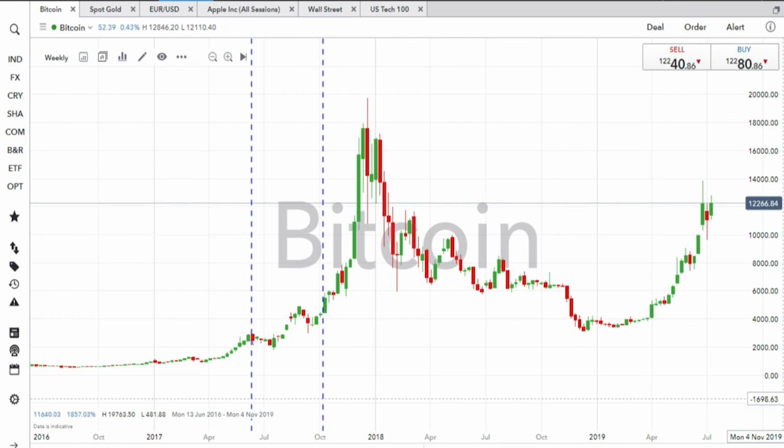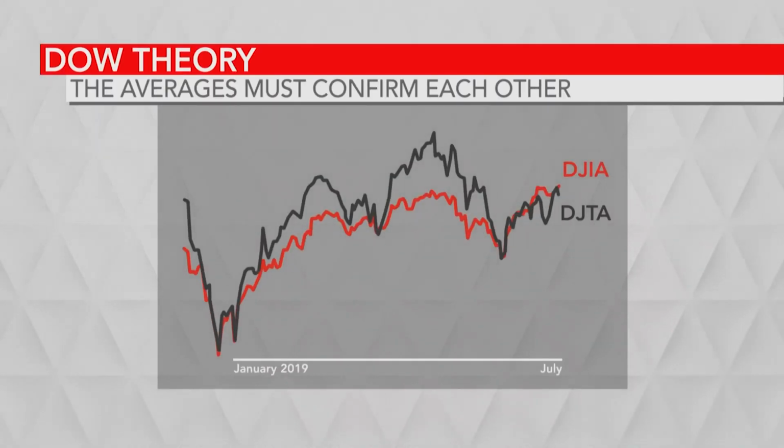Let's take a look at the next tenet, and that is the averages must confirm each other. Yes. Now, he devised, as we know, the Dow Jones Industrial Average. Originally there were 12 stocks in the average. It expanded over time to 30 stocks as it is today, and these were the blue chip stocks, and it's an average, it's not an index. I'll come back to this later, to talk about why that might not be good. But it is a way of describing the market.